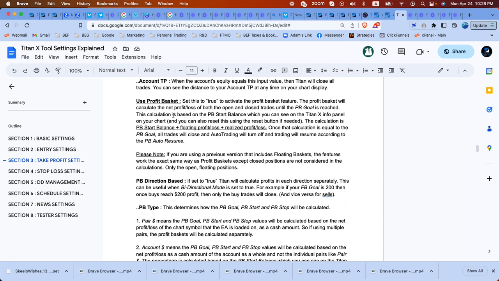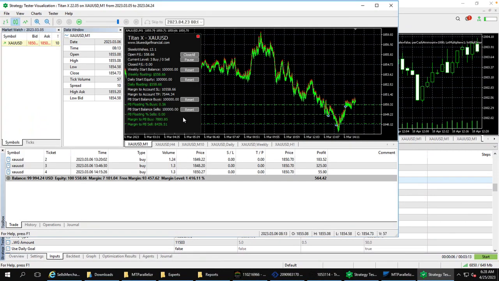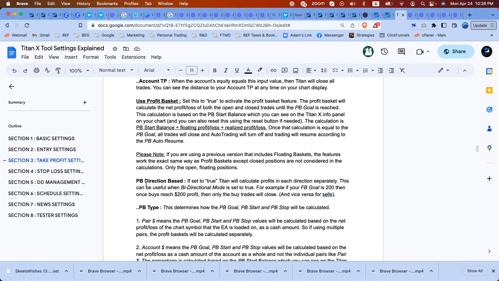So this calculation is based on the PB start balance, which you can see on the TitanX info panel on your chart. You can also reset this using the reset button if needed. If we look at this here, you can see we have a profit basket start balance, and we actually have separate profit basket start balances, one for buys, one for sells. That's because we have the profit basket direction based setting being used, which just simply means that Titan is going to calculate profits in each direction separately. This can be useful when bidirectional mode is set to true, and you're going to have buys and sells open at the same time.